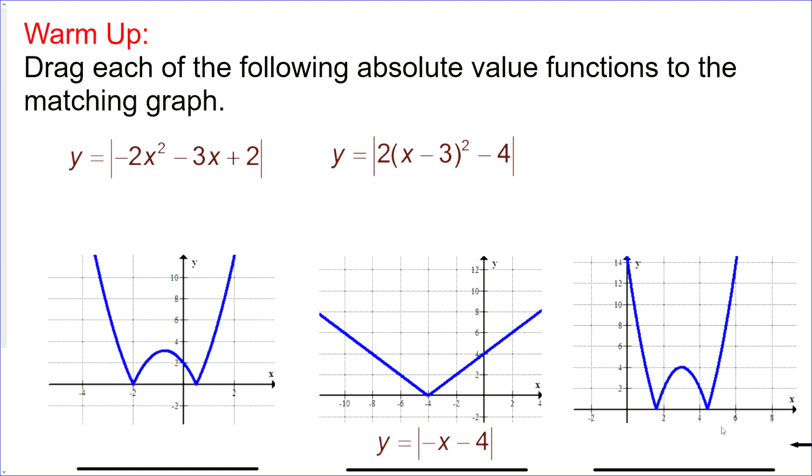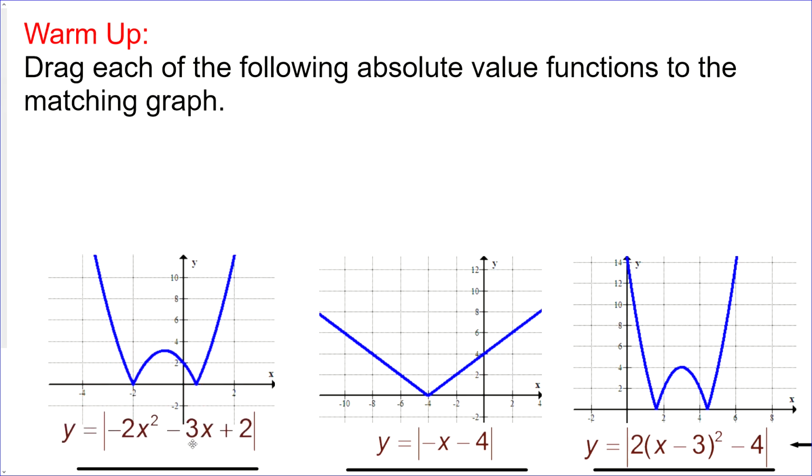Now if we looked at this one, yeah, the vertex could be at (3, -4), and it looks like we took the absolute value and made it +4. So this one matches with this one. And then by elimination, this one matches with the first one, although we could easily factor this and find the x-intercepts from those factors to match that one up.